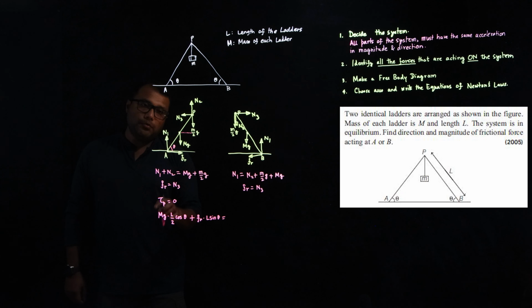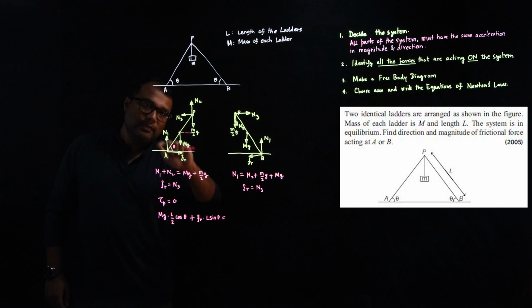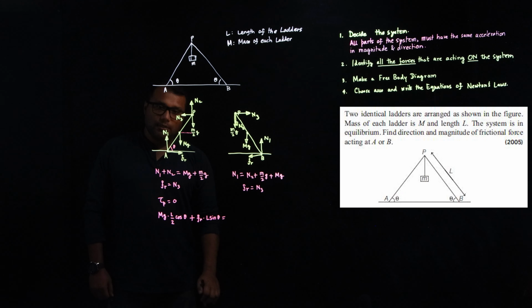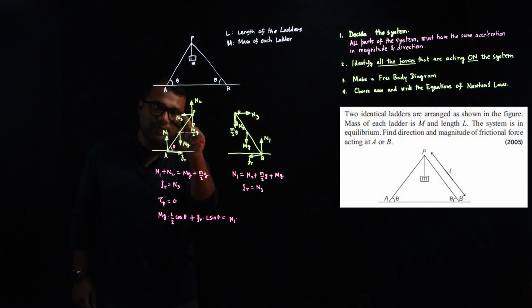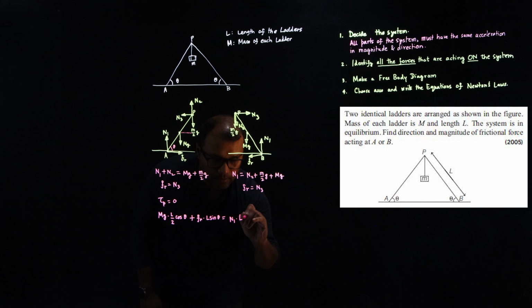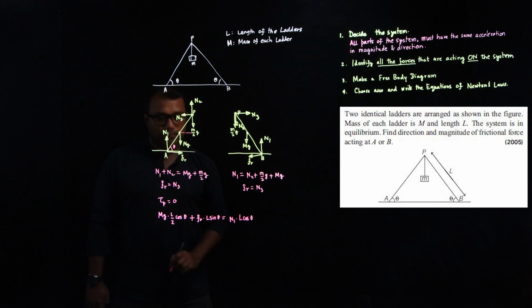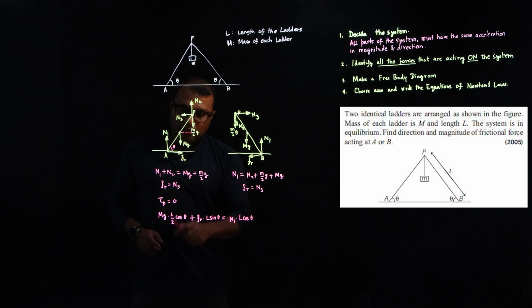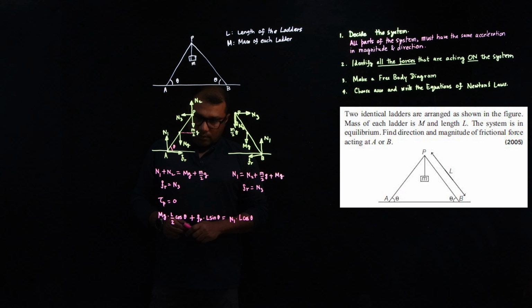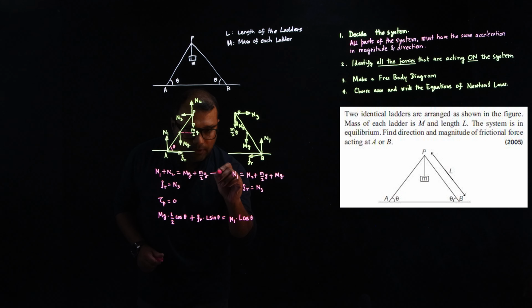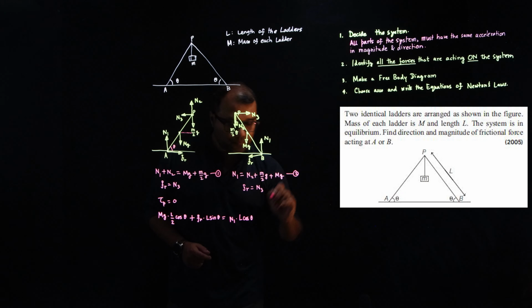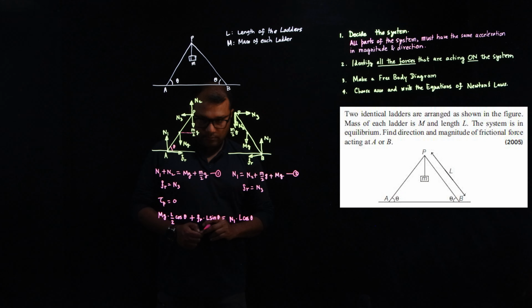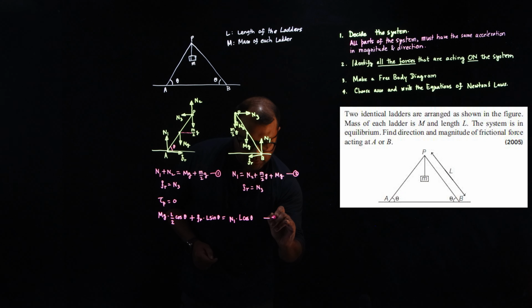And that must be equal to N1, which is trying to pull it in the other direction. So it must be equal to N1 times the distance between N1 and P, which is L cos theta. Okay, now our job is to find Fr. Let this equation be 1 and this equation be 2, and this equation is 3, let's say.